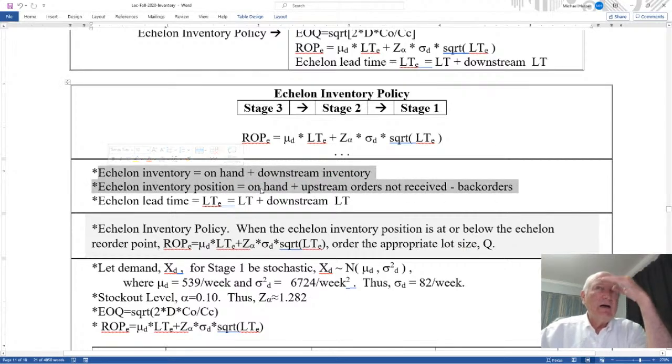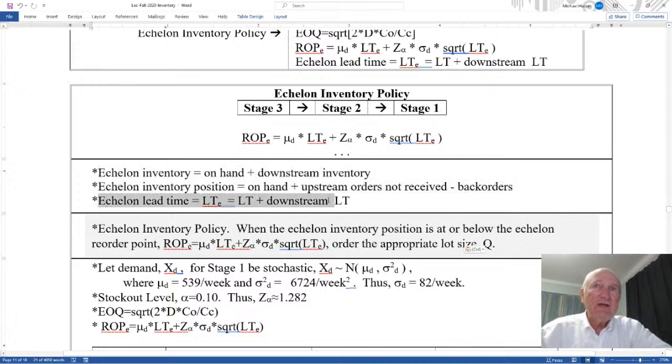I'm just going to keep it simple. I'm not going to go into this too much. This is more details. But I will talk about the echelon lead time. Echelon lead time is lead time plus the downstream lead time. In other words, the lead time of stage 1 is the lead time. The lead time of stage 2 is the lead time. The echelon lead time of stage 2 is the lead time of stage 2 plus stage 1. The echelon lead time of stage 3 is the lead time of stage 3 plus stage 2 plus stage 1.